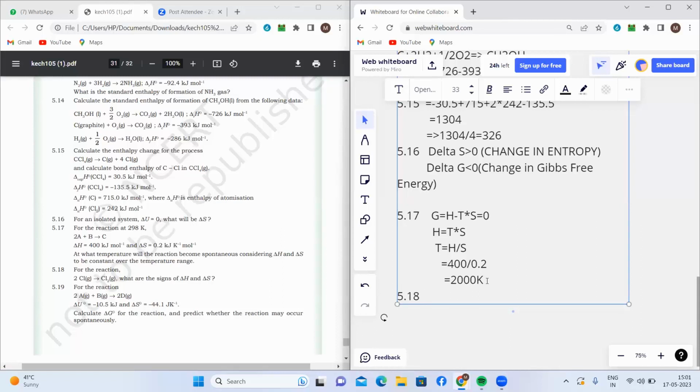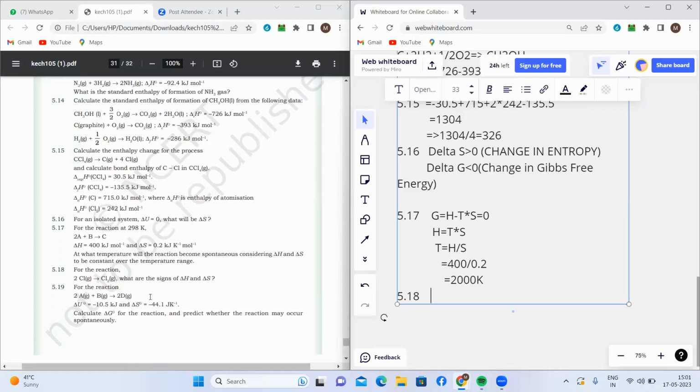5.18 इसमें क्या बोला है अपने को, इसमें अपने को बोला है कोई रिएक्शन की हुई है 2Cl से Cl2 gases. What is the sign of delta H and delta S? This is far easy question. Obviously because we are going from 2Cl gases to Cl2 gases. मतलब हम दो मोल्स को कंबाइन कर रहे हैं. ठीक है, दो मोल्स को कंबाइन कर रहे हैं तो इसमें क्या हो रहा है, इसमें बॉन्ड बन रहा है. दो Cl के बॉन्ड मिलके एक Cl2 का बॉन्ड बना रहे हैं. मतलब अपने को एनर्जी रिलीज हो रही है.